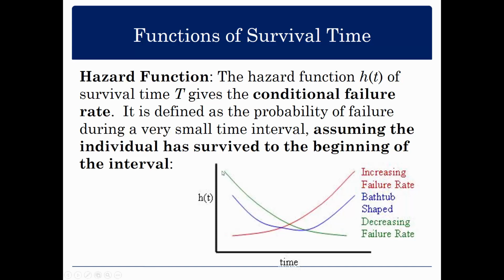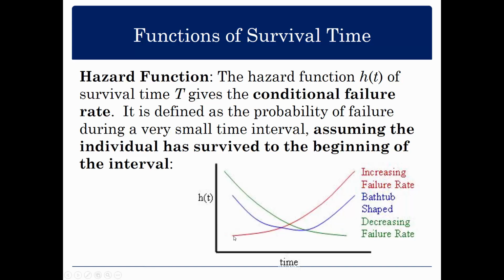Notice if we take a look at the green function, that if this is describing the hazard for a set of patients, these patients are at high risk of dying very early, and their risk is decreasing over time. This is describing the risk of the event at that time point. It's a little bit different than the survival function. So high risk early, low risk late.